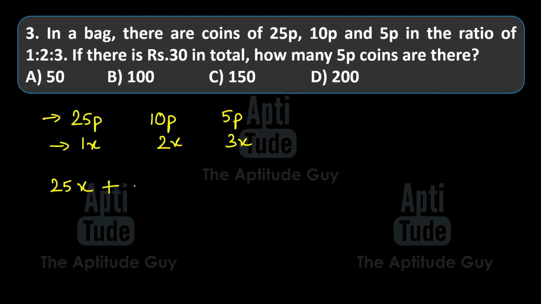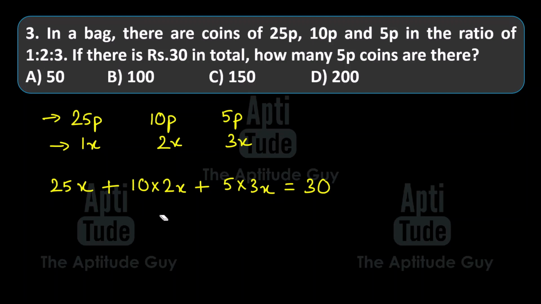Plus, we have 10 paise coins, that is 10 into 2x, plus 5 paise coins, we have 3x. So we have 5 into 3x. This is the total amount of money which is equal to 30 rupees. Now, is this equation correct? This is not correct. There is a small mistake.